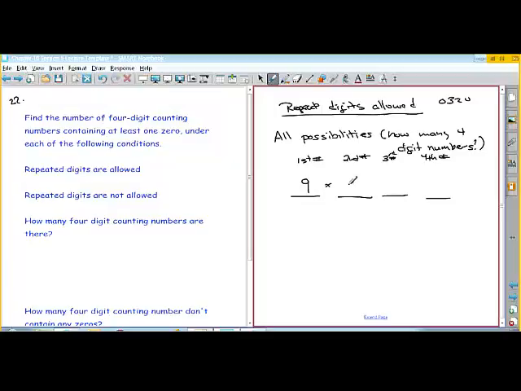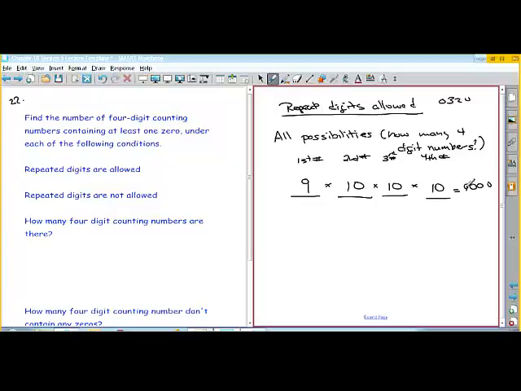Then your second digit can be, since I'm allowing repeats, 10. And my third digit, there are 10. And my fourth digit, there are 10. If you multiply all this together, you get 9,000. So there are 9,000 4-digit numbers, from 1,000 all the way up to 9,999. If you counted all those, you get 9,000 of them.